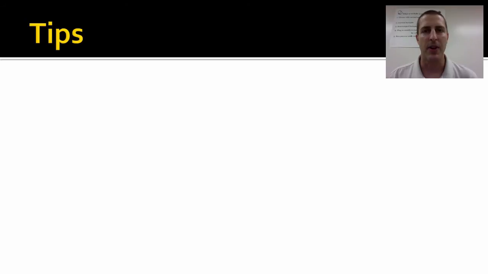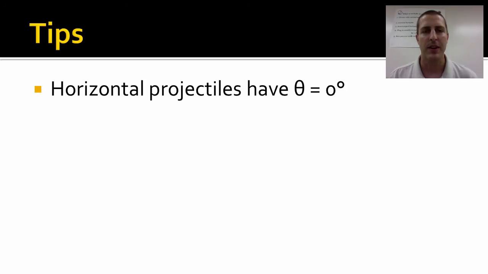So let me give you some tips for solving some of these projectile problems. Horizontal projectiles always have a theta of 0. Now you could also say that the initial y velocity for horizontal projectiles is 0, and the initial x velocity is all of the velocity. Or you could just say that the horizontal projectiles have a theta of 0 and figure the rest of it out.